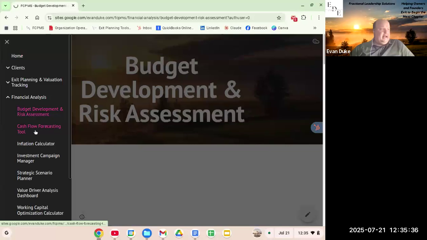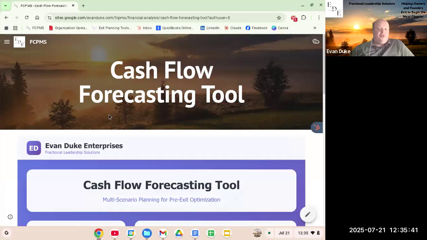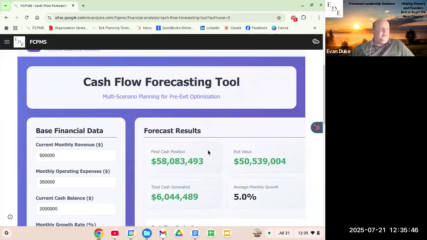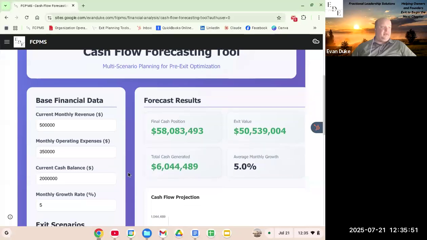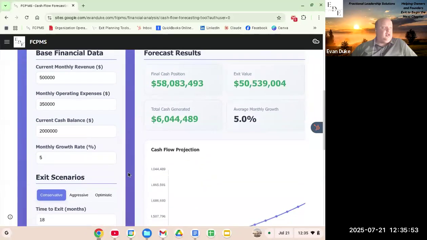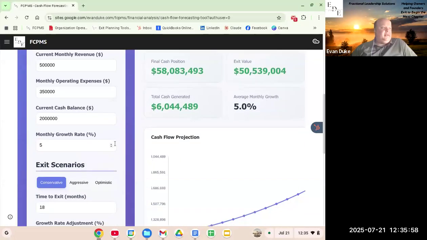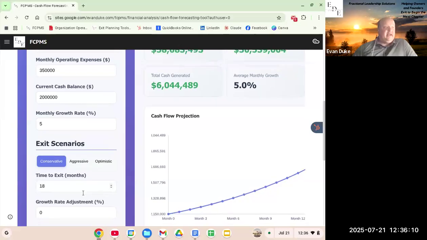Cash flow forecasting tool. It's going to be a very helpful tool for us when it comes to getting the business optimized. So really, here's what we'll do: we'll take the data, your monthly revenue, operating expenses, current cash balance, and figure out what your actual monthly growth rate is. And this will give us multiple scenarios, and then the time to exit, for which we'll develop a tentative time frame right at the beginning. So we'll obviously be able to modify this.